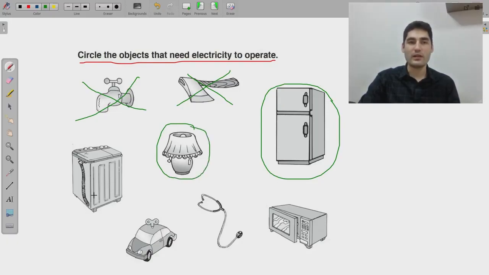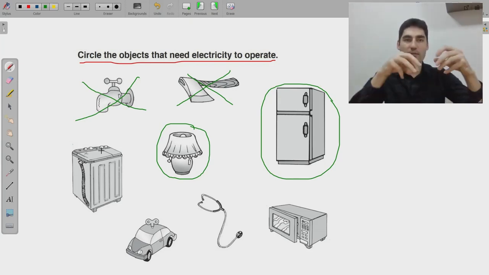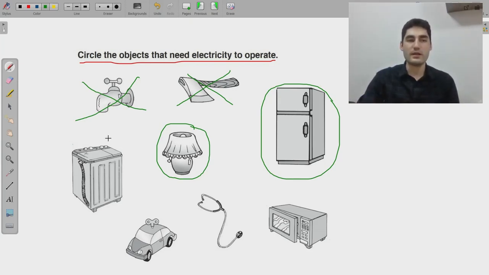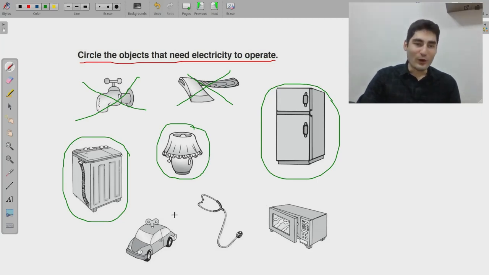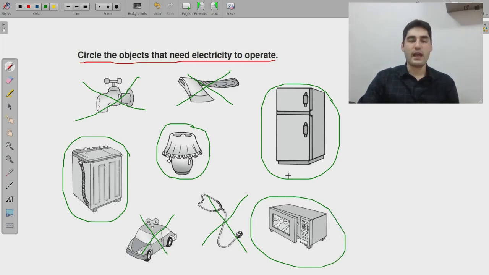How about this one? Washing machine. We use washing machine to clean our clothes, right? We put them in the washing machine and it helps the clothes to clean. So we need electricity. How about this toy car? Do you think it needs electricity? No, it doesn't need electricity, right? How about this one? This one doesn't need electricity also. And microwave. Microwave needs electricity. Okay? These are the answers.